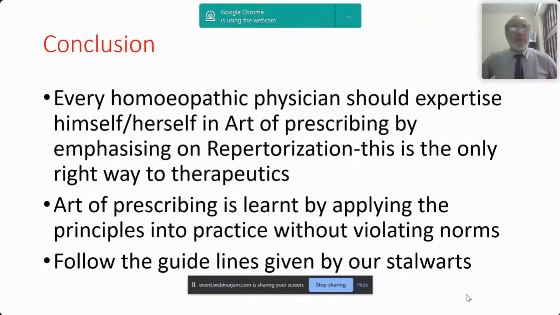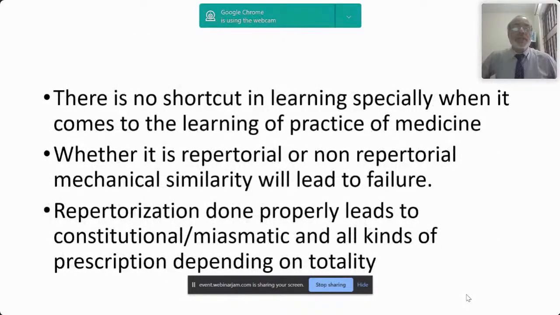Art of prescribing is learned by applying the principles into practice without violating norms. Sometimes people say, in homeopathy, theory and practice are different. No, not at all. You apply all the principles, all the theory, that is only practical things. The more theoretical you are, the more practical you become. That is in homeopathy. Follow the guidelines given by our stalwarts. Don't compromise. There is no shortcut in learning, especially when it comes to the learning of practice of medicine.